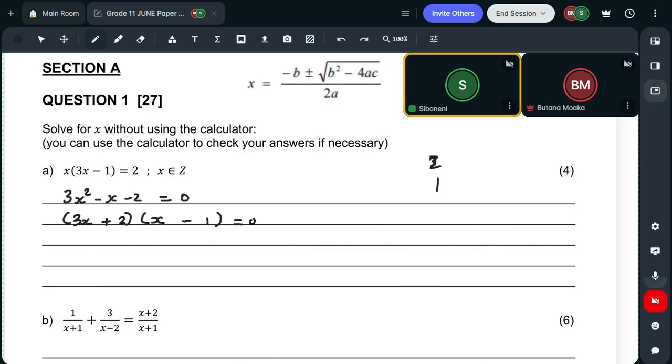Wait, why is the 2... Oh, the 2 must be positive. I'm listening. Never mind. Oh, okay.